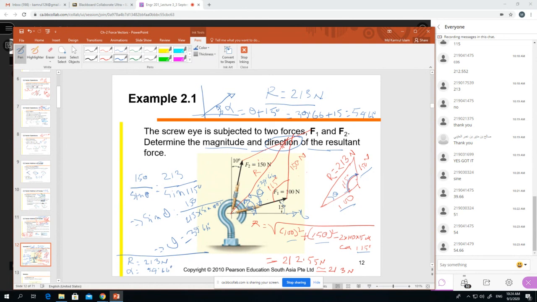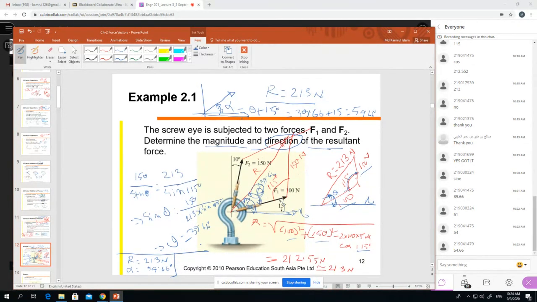And this angle we always have to show with respect to the x-axis. If you show only theta, you lose some marks, right? If you show only this angle, you lose some marks. We have to show the angle from the x-axis. Okay, here is the end of our problem and the end of our lecture also.